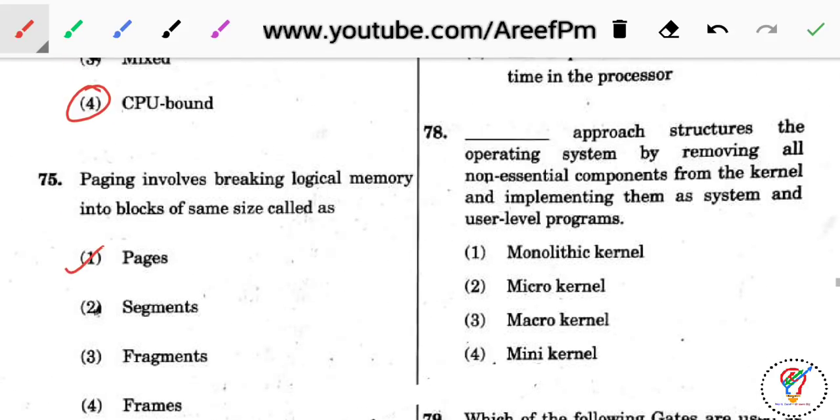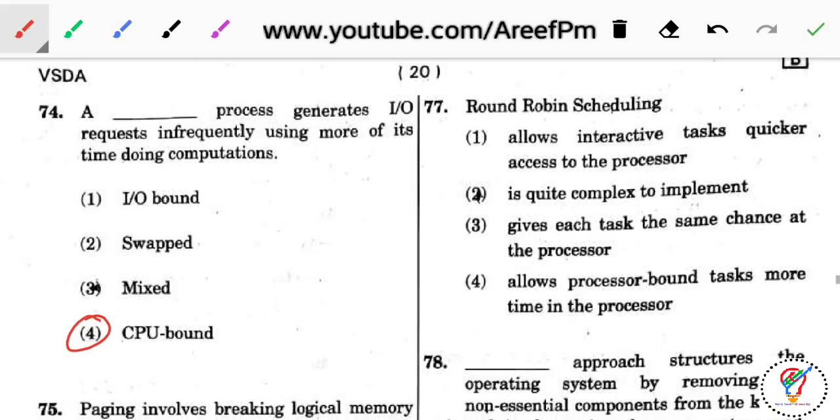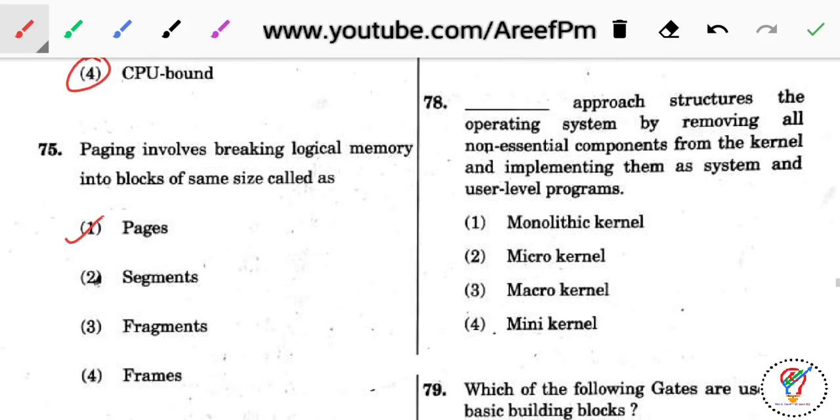Let's move to question number 77. Round robin scheduling allows interactive tasks quicker access to the processor, is quite complex to implement, and gives each task the same chance at the processor. So option 3 is the right option for this question. Next one, 78th question. This approach structures the operating system by removing all the non-essential components from the kernel and implementing them as system and user level programs.